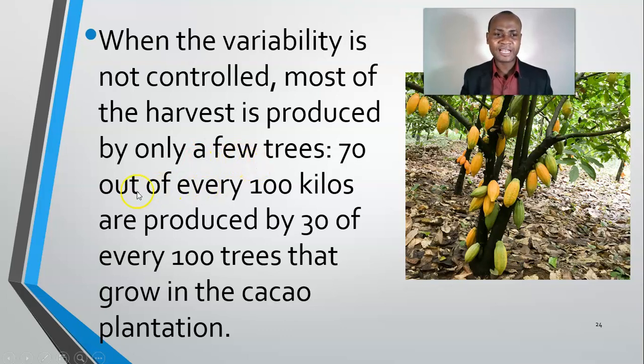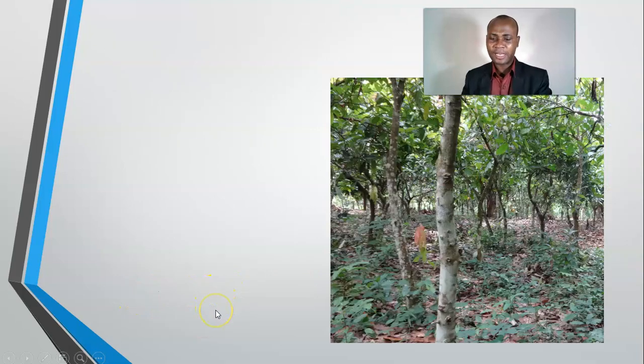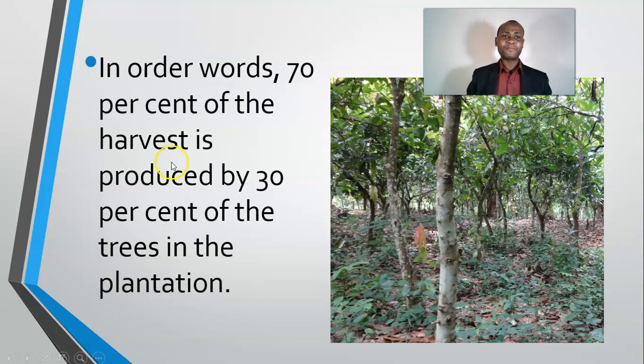That is to say that 70 out of every 100 kilos are produced by 30 of every 100 trees that grow in the cacao plantation. So what that means is that 70% of the harvest is produced by 30% of the trees in the farm.